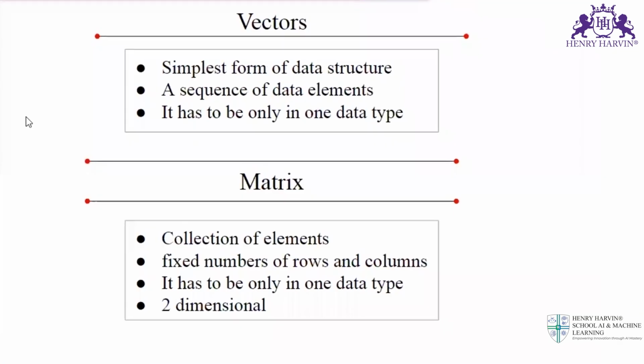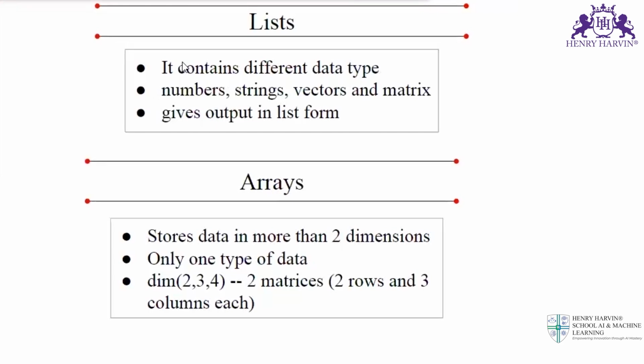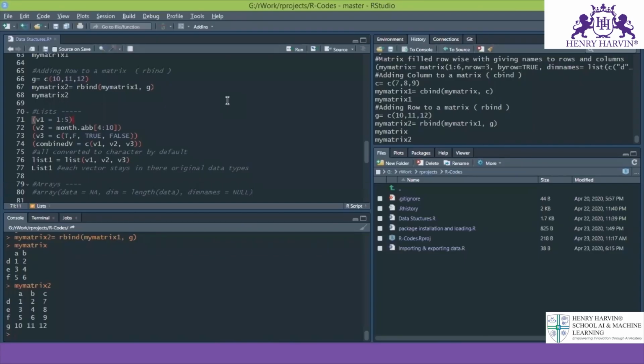Next is lists. If we talk about lists, a list contains different data types. It is a combination where we can use numbers, strings, vectors. What happens is when we create a list, the vectors or matrices stay in their original data type, but when we execute the list command, it gives the output in the form of a list. Let me explain this. I am creating 3 vectors here, and we will create a list from those vectors.